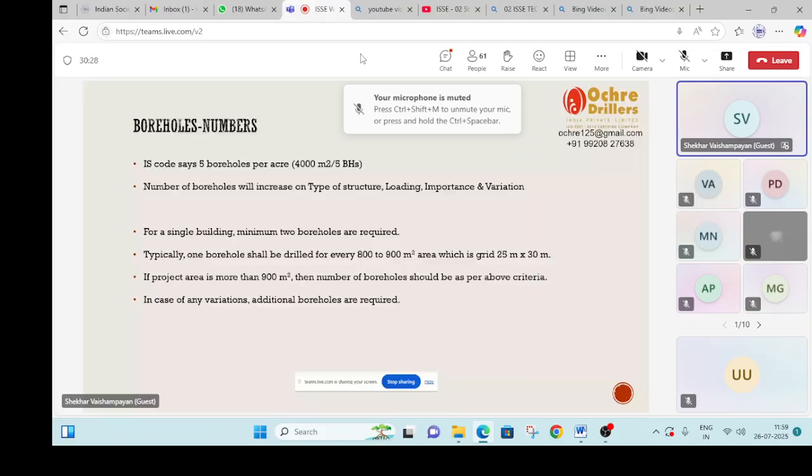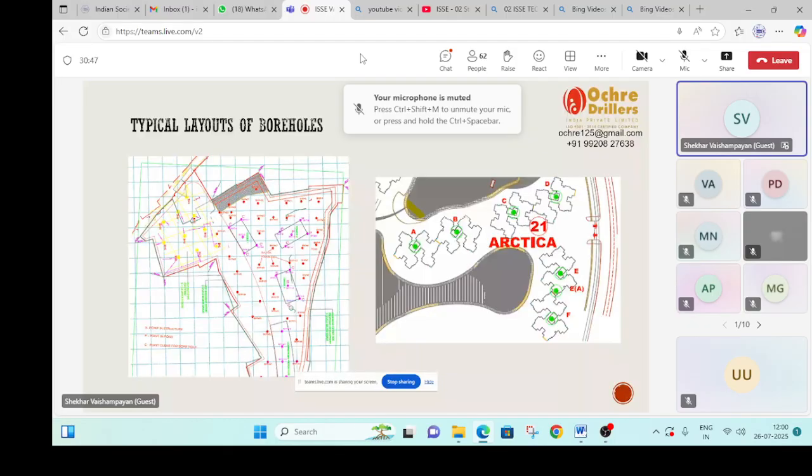Supposing I have a plot of 1000 square meters and I drill 3 boreholes, and I find variation in borehole numbers 2 and 3. Then, in between boreholes 2 and 3, I should do an additional borehole in case I meet variation. Now you can look at a typical layout. Look at the second, this RTR layout, first.